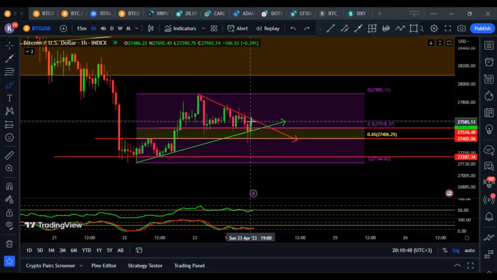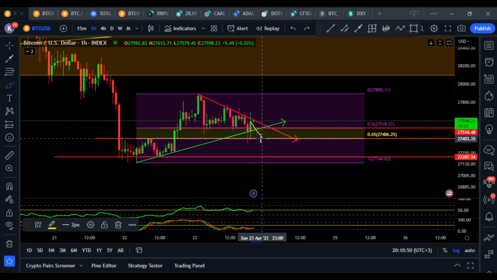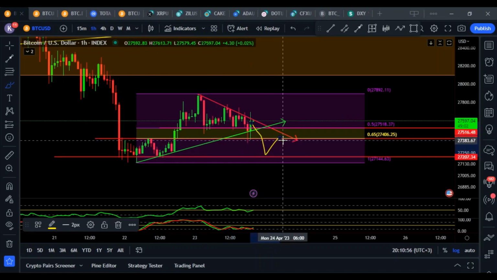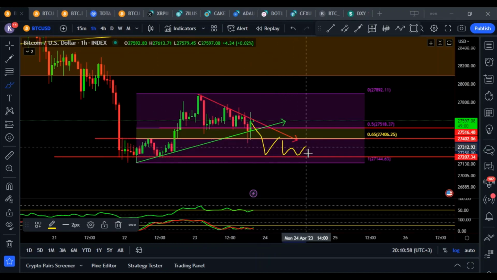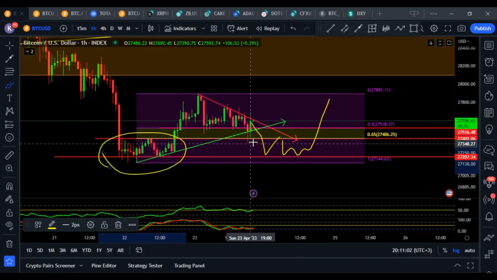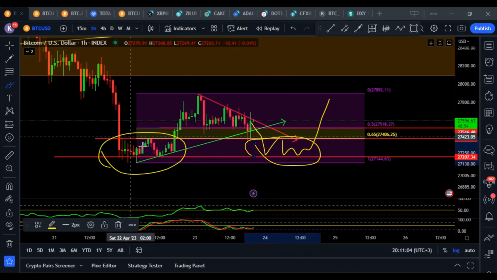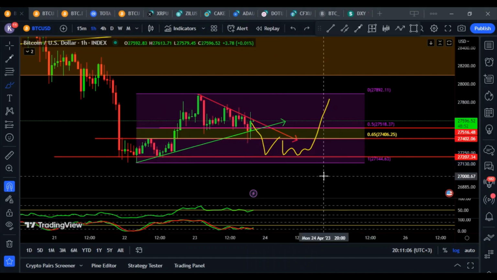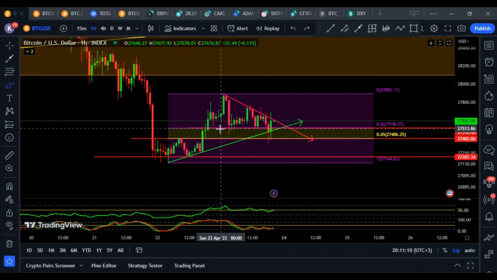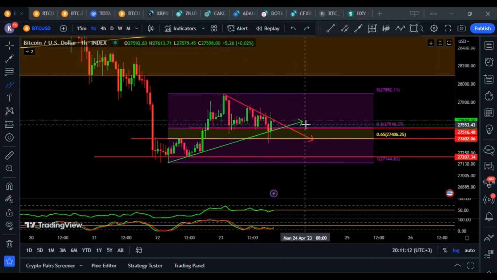So let's say we broke this and then broke this and then went all the way here and got supported again, then we will maybe trade along this line for a while and then go up. So that would be a bottom here and another bottom here, which is a bullish structure as well. So we have to keep an eye on the short term to see how that will play out for Bitcoin.